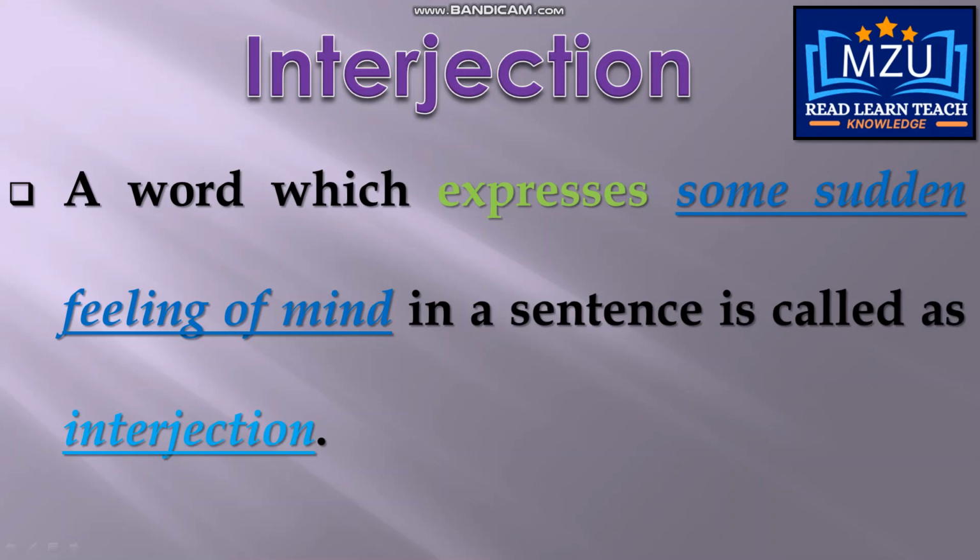A word which expresses some sudden feeling of mind in a sentence is called an interjection. Interjection is such a word in a sentence which expresses a feeling of mind which arises suddenly in the mind. Then such a word is called an interjection.